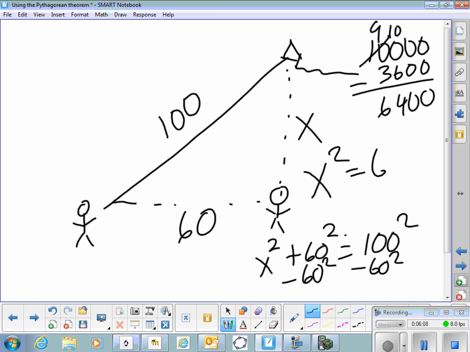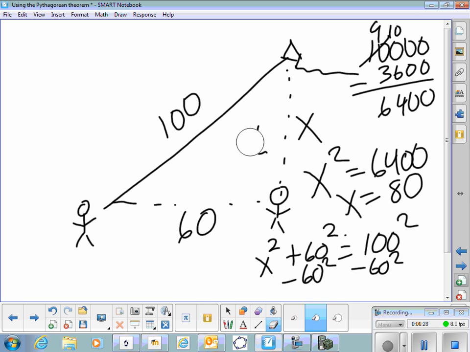So x squared equals 6,400. X equals the square root of 6,400, which is 80. The square root of 64 is 8. The square root of 6,400 is 80. So we know that the kite is 80 feet above that person. The height of the kite is 80 feet. So we know the length of the string, the distance. We can find the height of the kite.